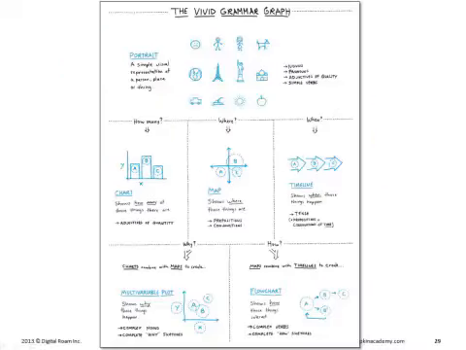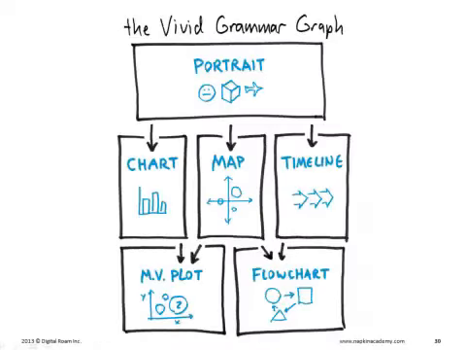How do we do this? We already have the tools, and we've been using them before. The tool is going to be our Vivid Grammar Graph. We're going to use a slightly simplified version of the Vivid Grammar Graph, one that we can refer to very quickly. Remember that we had portraits on the top, charts, maps, timelines, flowcharts, and multivariable plots. These are the 6 elemental picture types that we can draw.